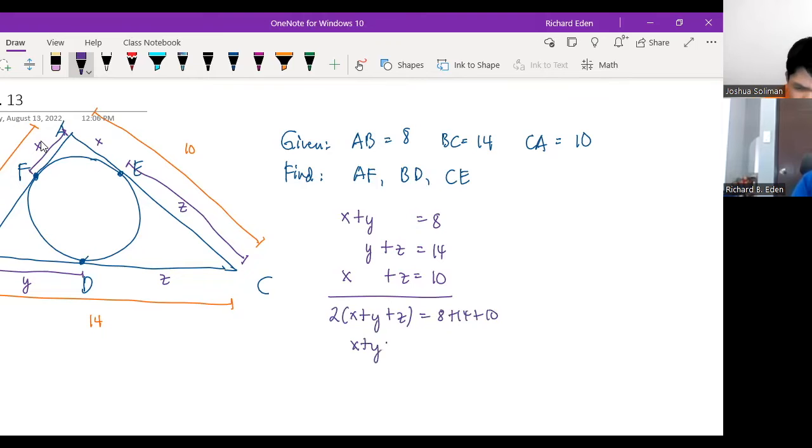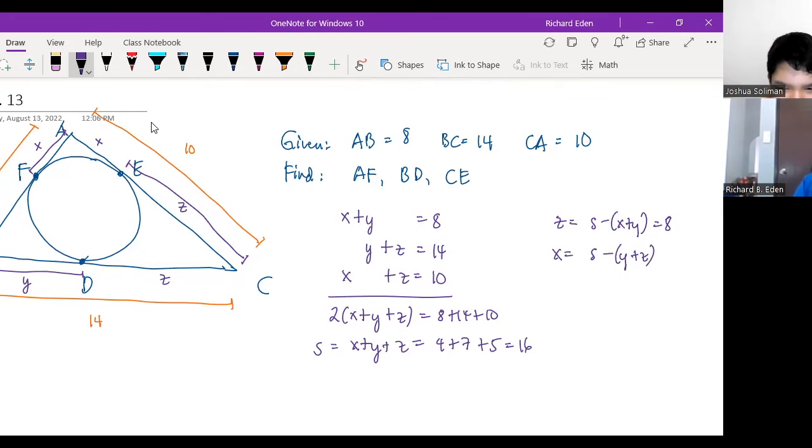So that means x plus y plus z equals 4 plus 7 plus 5. So therefore, if we're looking for z, we subtract x plus y from the semi-perimeter. So z is s minus x plus y. So that's going to be 4 plus 7 plus 5 minus 8, 16 minus 8, which is 8. And then x is... Di ba po 4 plus 7 plus 5 equals 475?